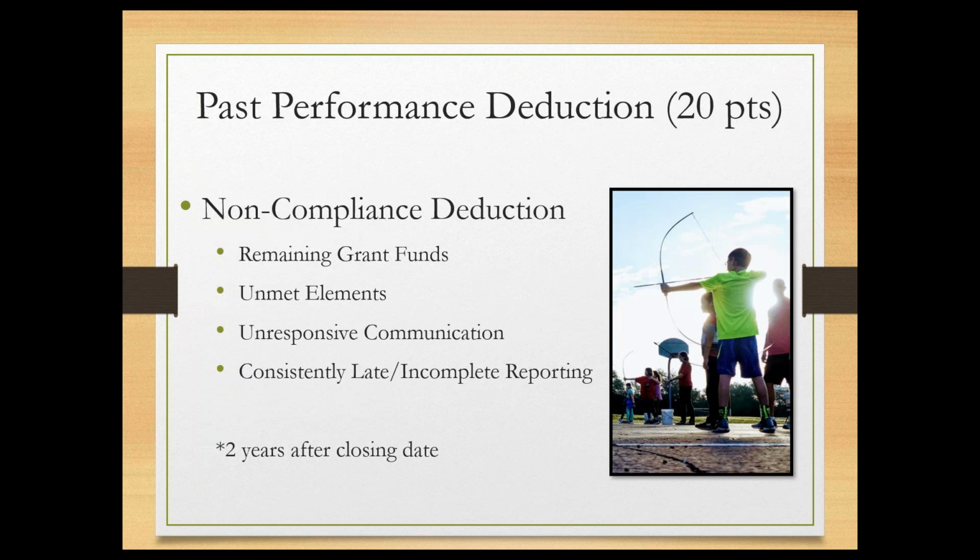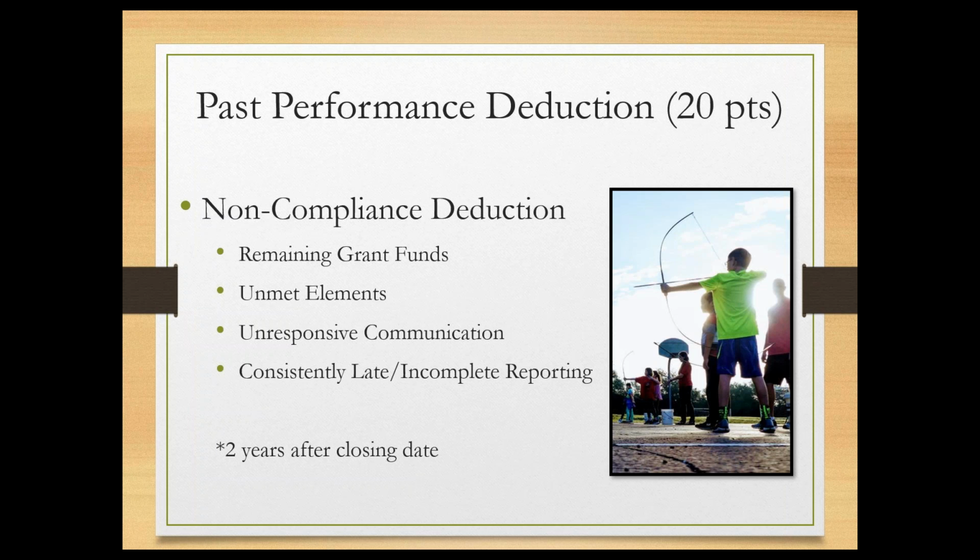And last in this section is a past performance deduction. And so if you've never had a grant before, you don't need to worry about this section at all. This is only for past grantees who have closed their grant within 2 years from the application deadline. Previously, there was no accountability if you didn't implement a project as proposed, or there's little accountability.